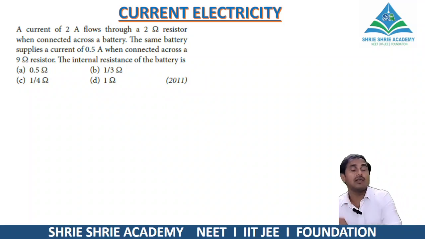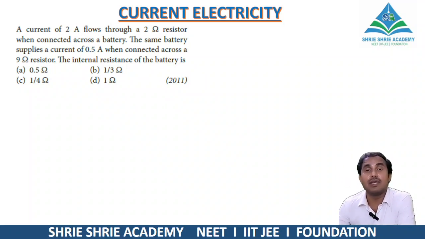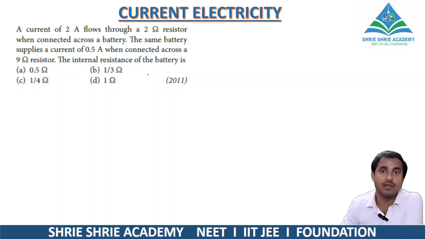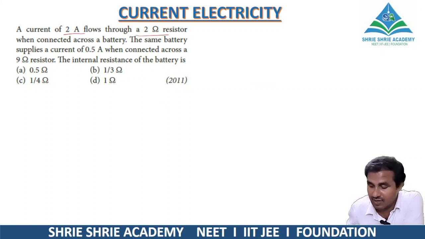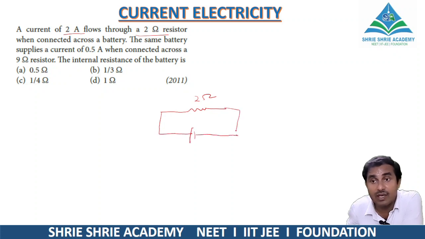Now, actually, I was discussing previously about potential terminal voltage, potential difference, and EMF. The concept is important. So, it is given that 2 ampere current flows through a 2 ohm resistor. Actually, you should know the diagram first of all. So, the diagram will be like this. You have a 2 ohm resistor, and that 2 ohm resistor is connected through a battery of EMF E.